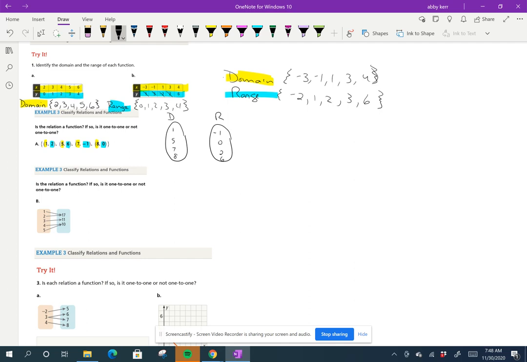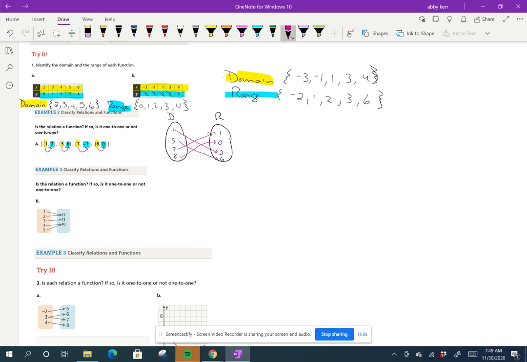Now this is where we map the domain to its corresponding range. So 1 is set with 2. So 1 is going to go to 2. 5 corresponds with 6. So 5 is going to go to 6. 7 goes with -1. And then 8 goes with 0.